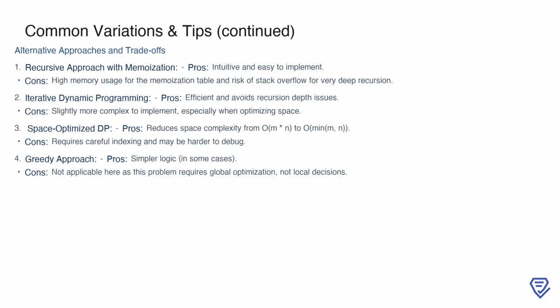Space-optimized DP reduces the space complexity from O(m*n) to O(min(m, n)) by storing only the current and previous rows. However, this requires careful indexing, which can make debugging harder. Finally, while greedy approaches are appealing for their simplicity, they don't work here because this problem requires global optimization rather than local decisions. Understanding these trade-offs allows you to adapt your solution to different constraints or interview scenarios effectively.